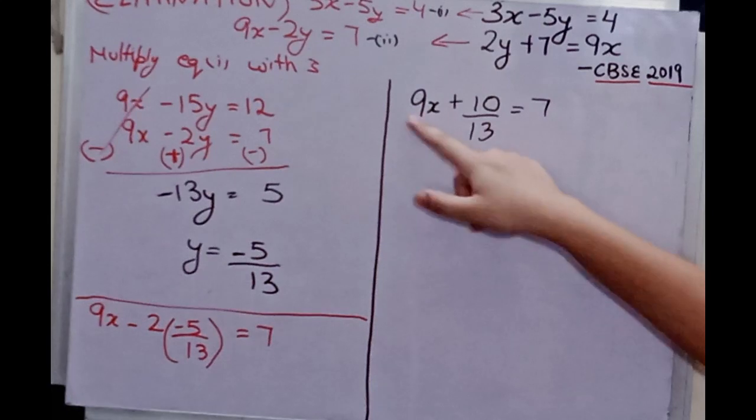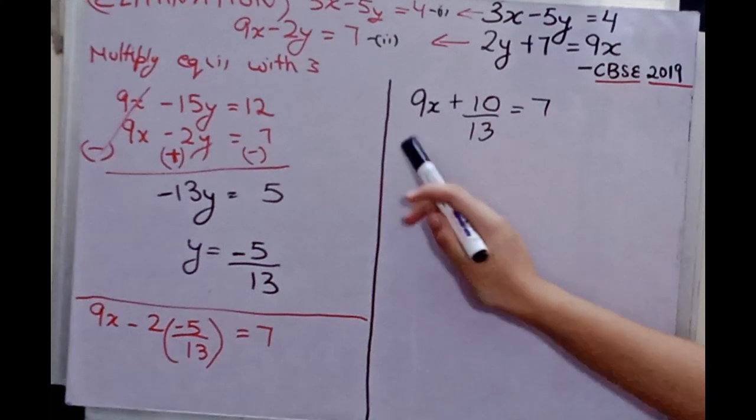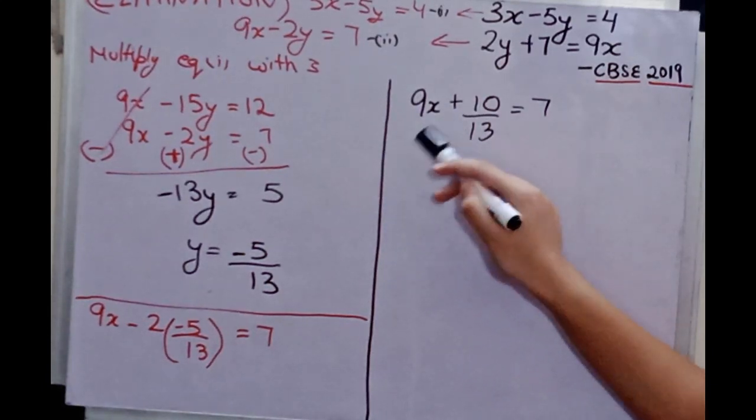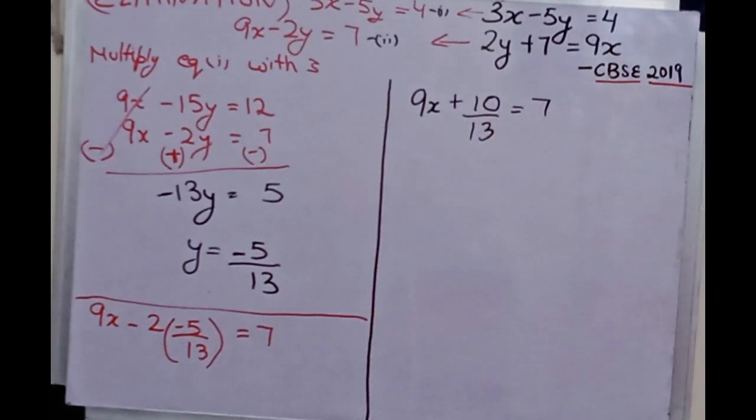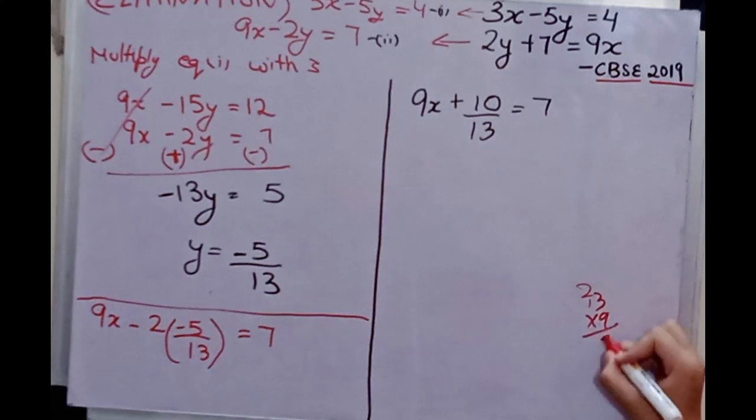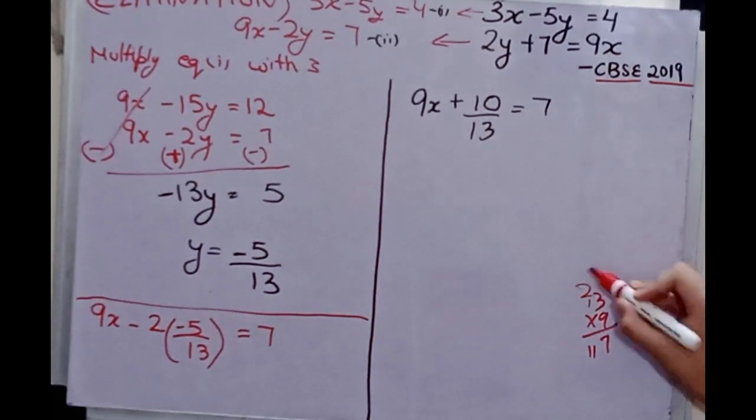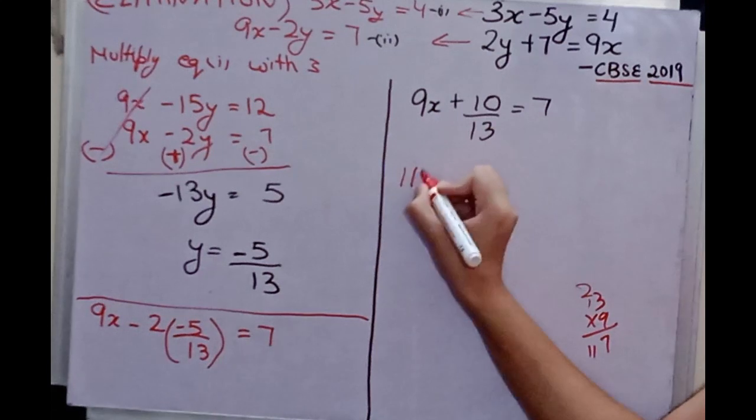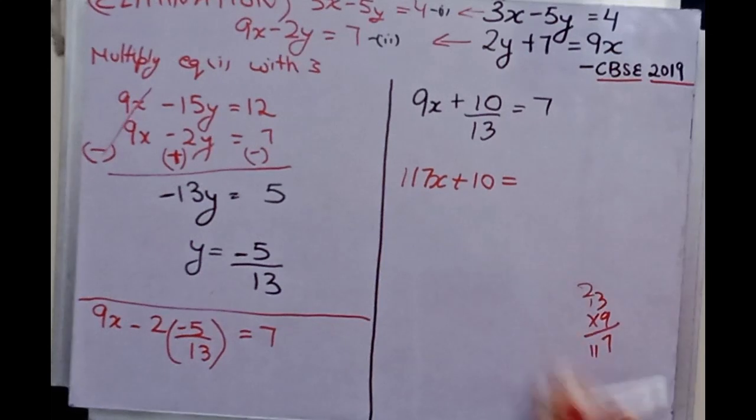After that, what will I do? Since this is getting added with it, I'll take the LCM. Here we have to take the LCM. If I want to make its denominator 13, then I will have to multiply it with 13. Same goes with 9x; we have to multiply 9 also with 13. So this will give us 117x plus 10 equals.